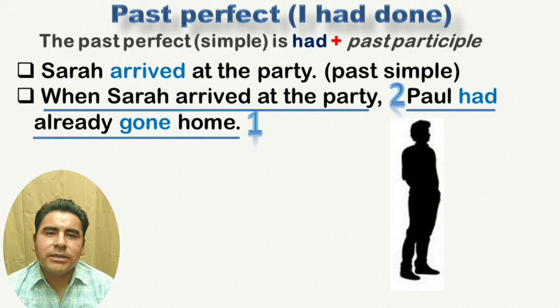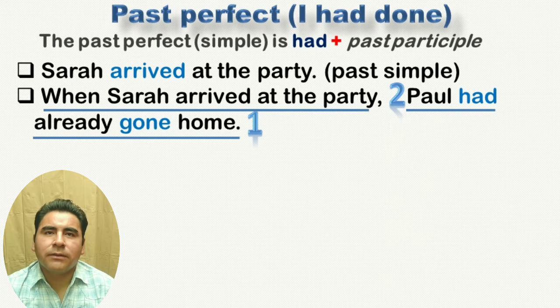If we talk about this combination, the past perfect is always set in the first action. It doesn't matter the order of the sentences. Over here we have two sentences with two actions. Okay, that is important for you. Paul was at the party, but Paul had already gone home when Sarah arrived at the party. She was late. Okay, first and second action. Don't forget about that.